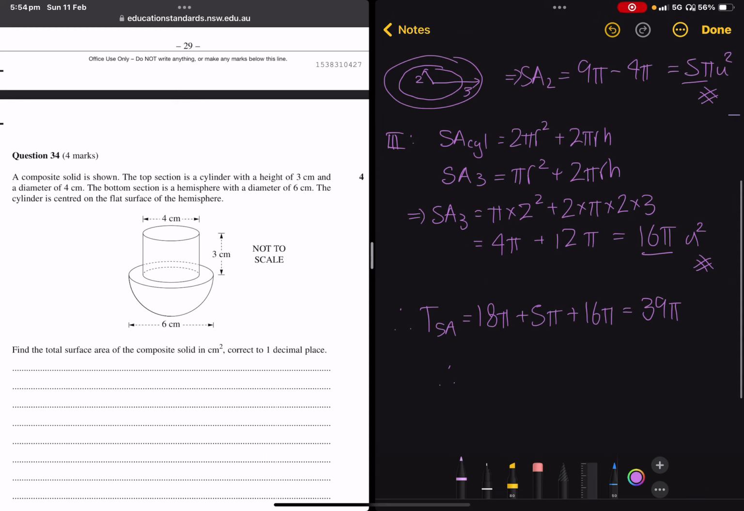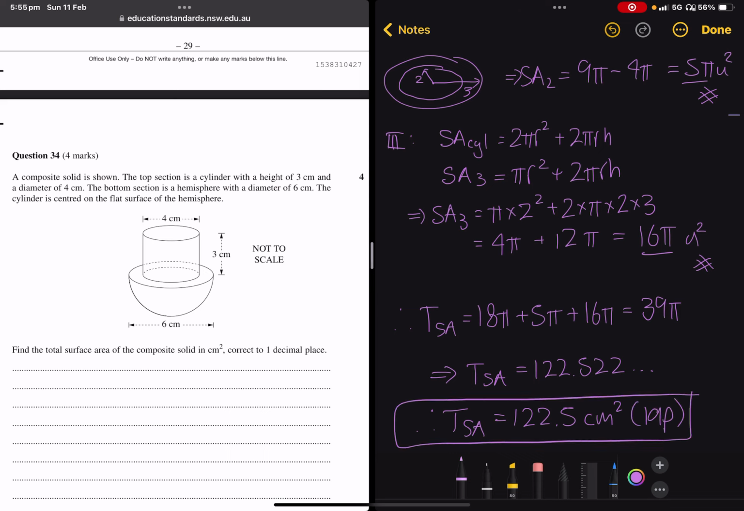Now the question has told us to present this correct to one decimal place. So we use our calculator, the very last step: 39 times pi is 122.522... So this is what we get for evaluation. Therefore the total surface area is 122.5 centimeters squared, because this is all in centimeters, when rounded to one decimal place. And this is the answer that we're after for this particular question.